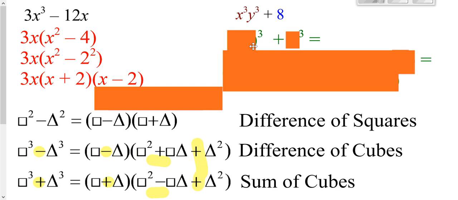Now in the top right problem, you look for your greatest common factor. There is none, but you notice we have two terms. So you want to see if it's one of the specials. We have a plus sign. Only one of the specials has a plus sign, and that's sum of cubes.